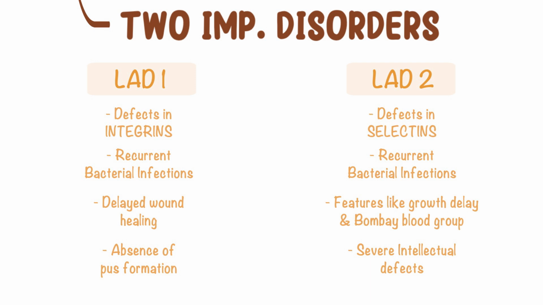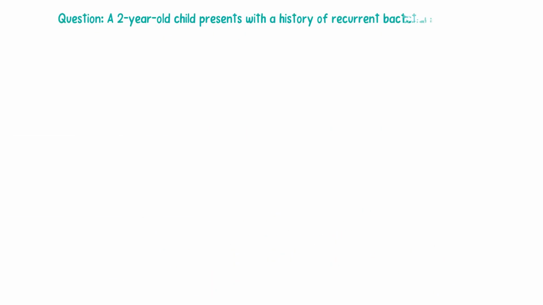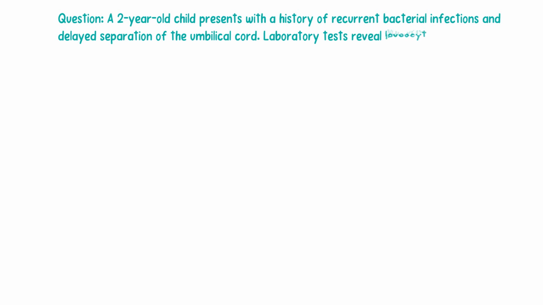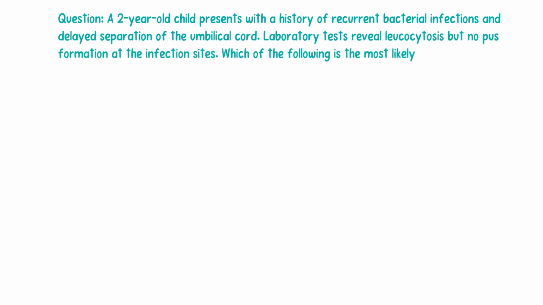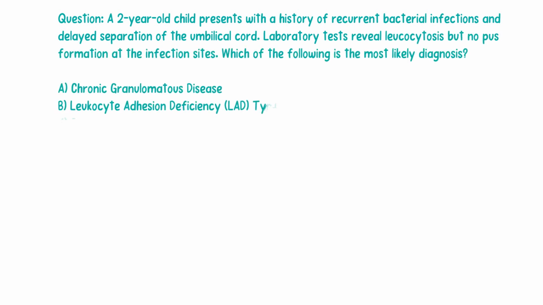A number of questions have been included from this section in latest exams. Let's review a couple of them. Question 1. A 2-year-old child presents with a history of recurrent bacterial infections and delayed separation of the umbilical cord. Laboratory tests reveal leukocytosis but no pus formation at the infection site. Which of the following is the most likely diagnosis? Here are the options. You can pause the screen and think about the answer for some time.